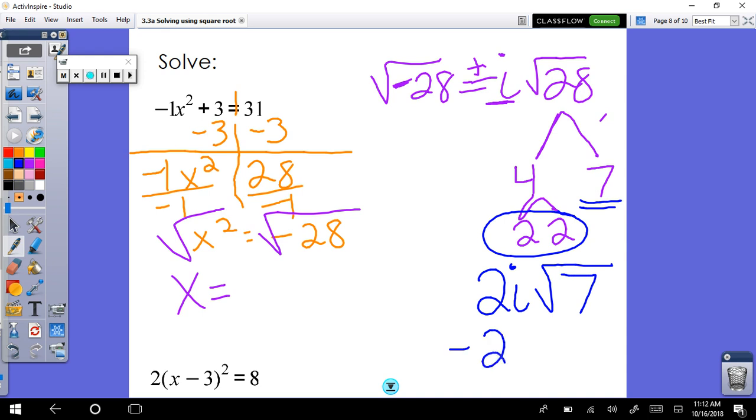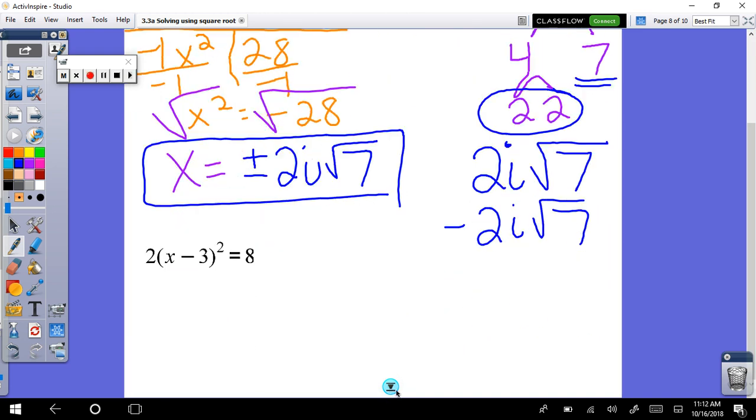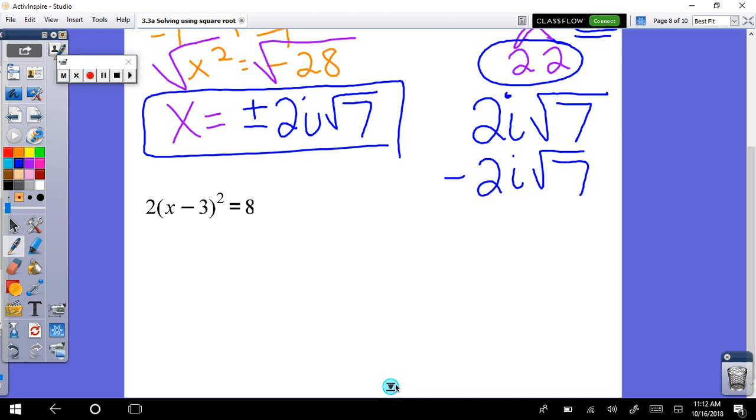And -2i square roots of 7. And we could write that as plus or minus 2i square roots of 7. So the 2 that comes out goes in front of the i, and the i goes in front of the square root. And one more here.